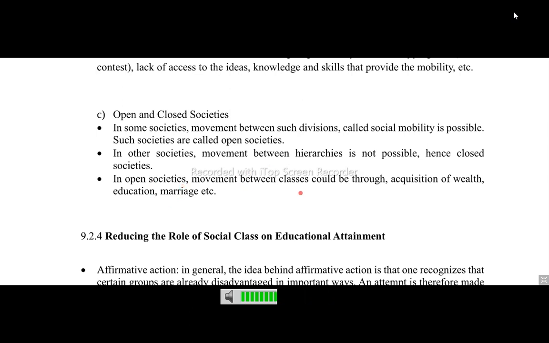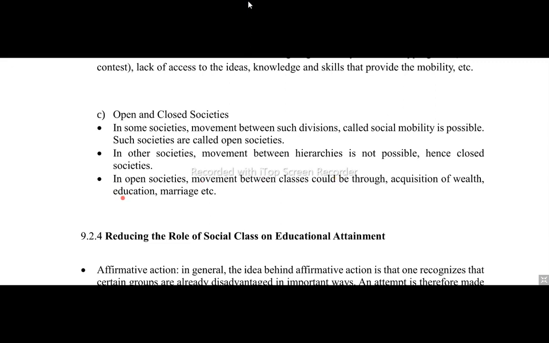In open societies, movement between classes could be through acquisition of wealth, education, marriage. So acquisition of wealth, for example, you come up with a good idea and you start a business on that. And that business brings you wealth. So you'll be able to move from the class where you are born to improve your status. That is movement. The mobility. We have said about social mobility being movement within or from one class to another.